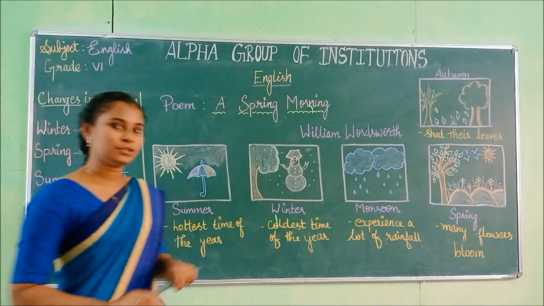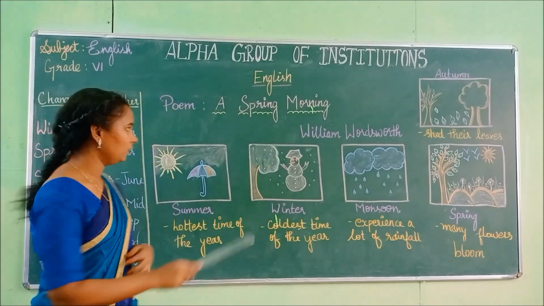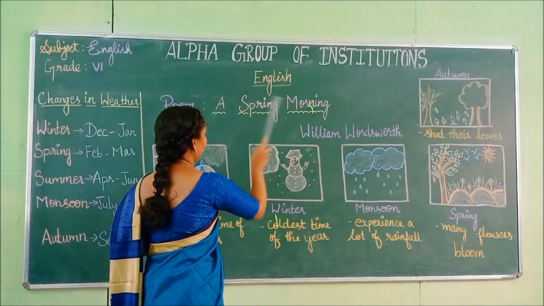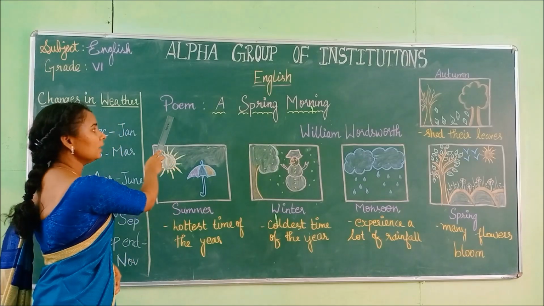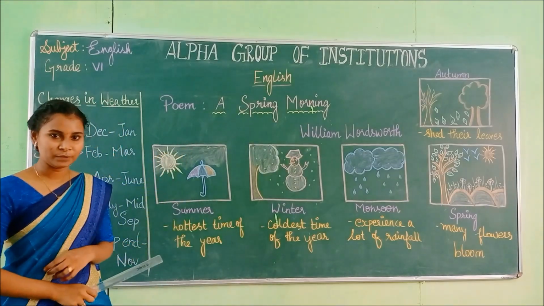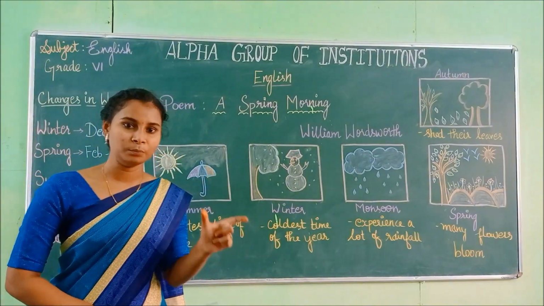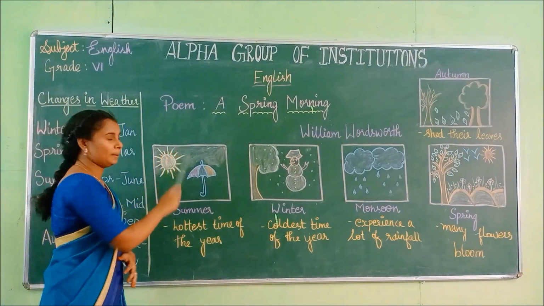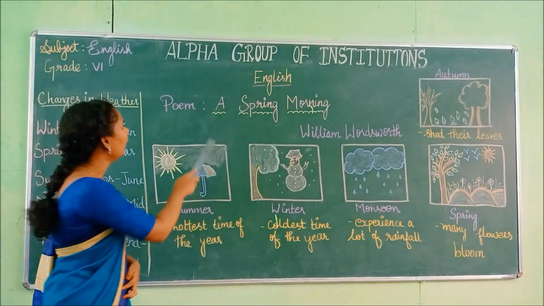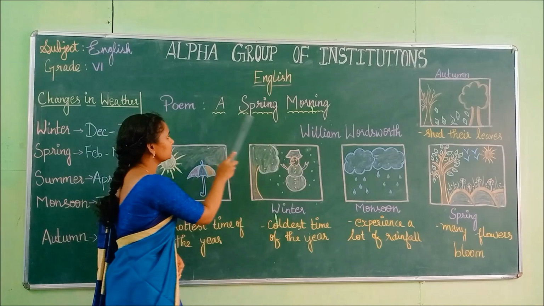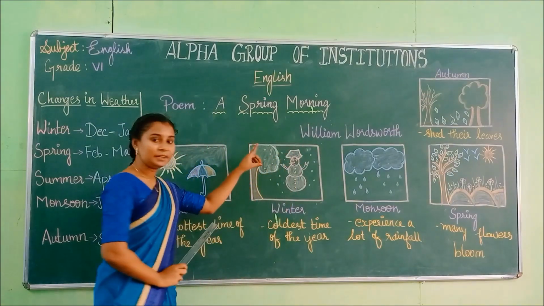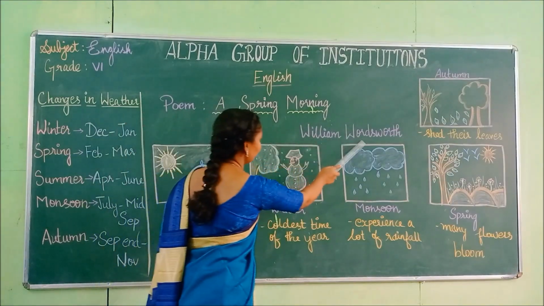Okay children, today we're going to see a poem called A Spring Morning. Okay, what is this? Poem. It's not poem, it's poem. P-O-E-M is called poem. Okay? The name of the poem is A Spring Morning and it is written by William Wordsworth.